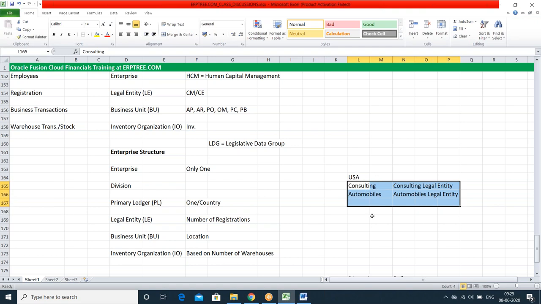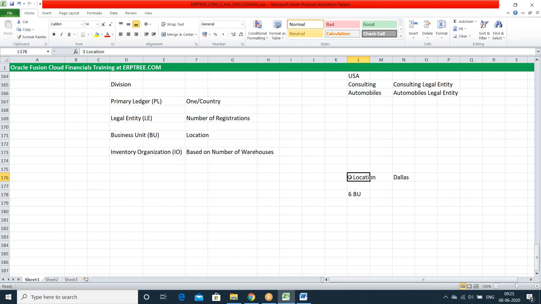In the US, in one location, they are doing the business. I think here we have only one location, Dallas, and two businesses. One is consulting, the other one is automobiles. Now ideally they have to go with two business units. 99% of clients go with this approach. That's what we have to suggest as the best recommendation.